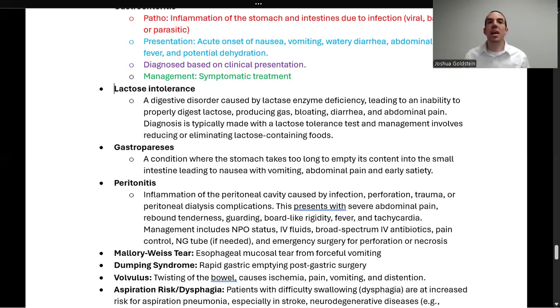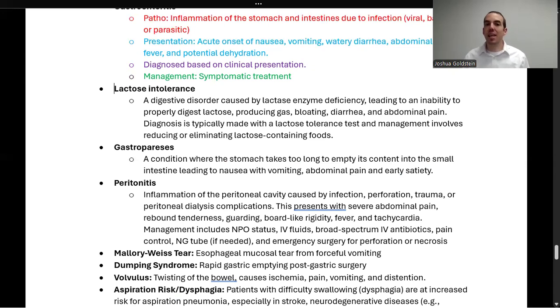The presentation will be an acute onset of nausea, vomiting, watery diarrhea, abdominal pain, fever, possible dehydration. This is diagnosed based on the story, and we may need to rule out one or two other things before we conclusively say that it's gastroenteritis, but that's usually where we end up. Symptomatic treatment, as we said, we treat the symptoms that the patient's having.